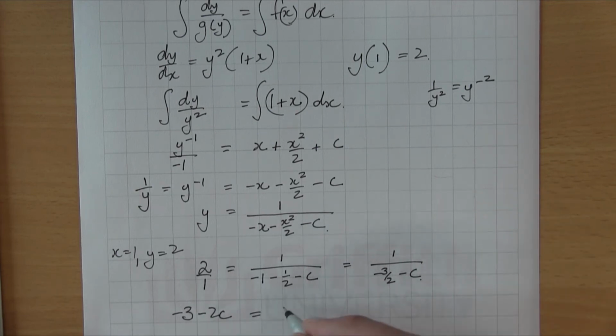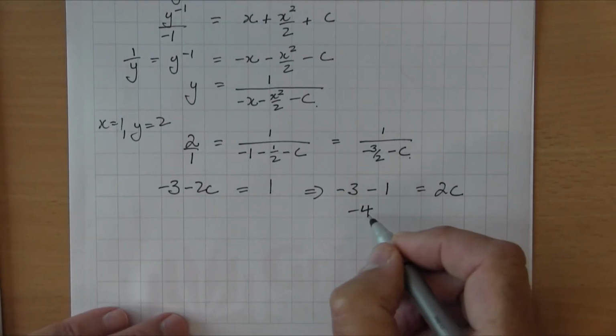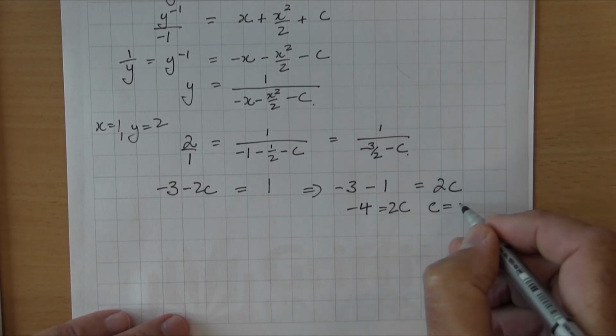We can take the negative 2c over here, and we get negative 3. Taking the negative 2c over would be equal to 2c, and we've got to bring that 1 over there, so it'll be minus 1. So negative 3, negative 1 is negative 4, is equal to 2c, so c is equal to negative 2.